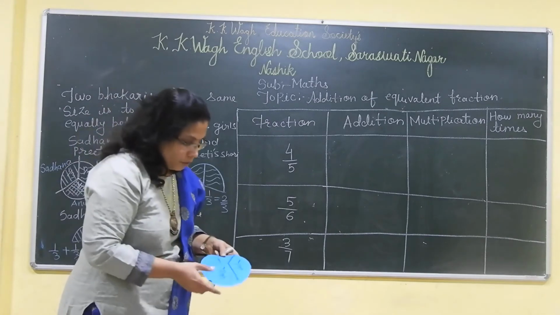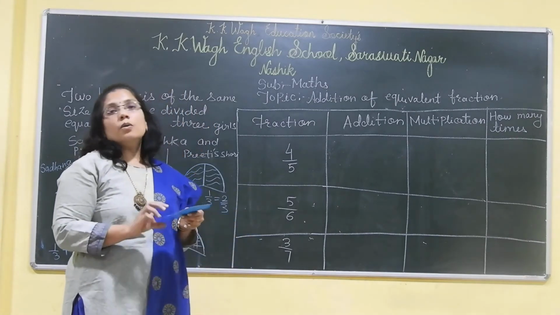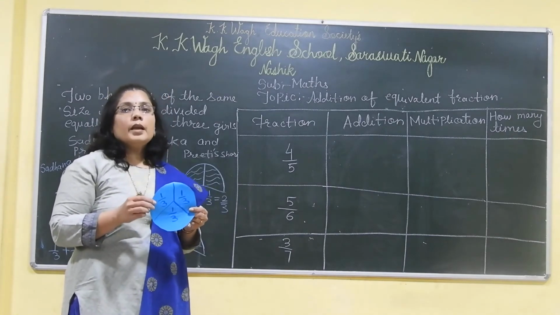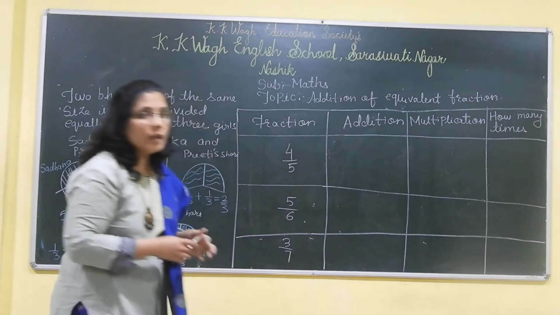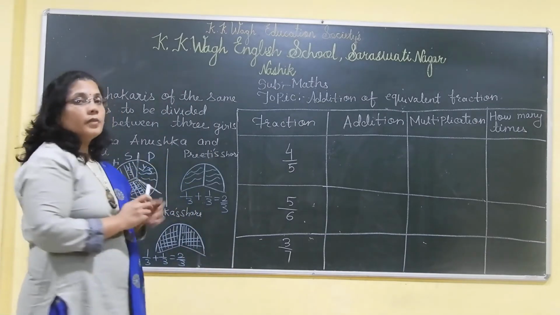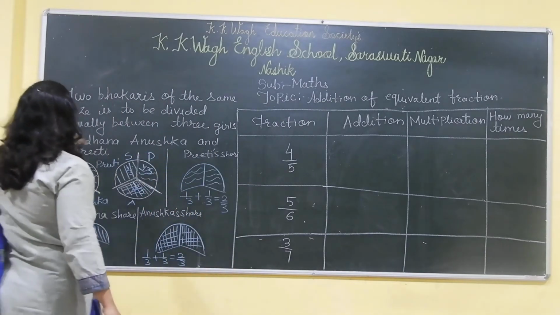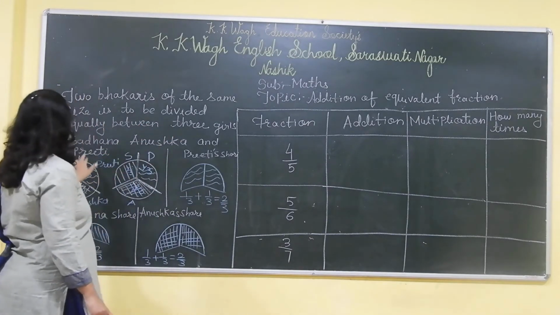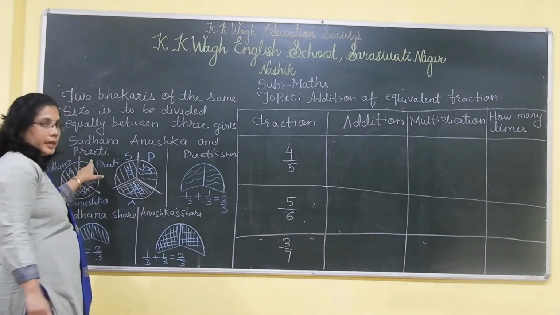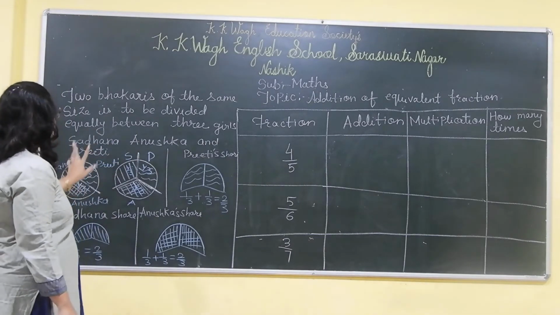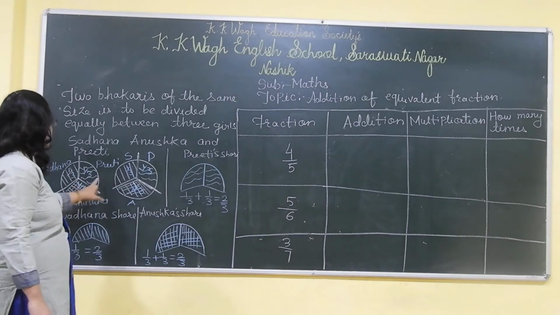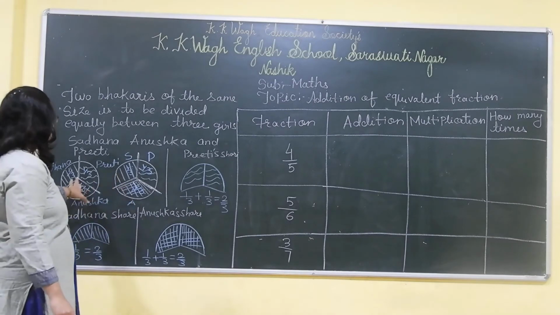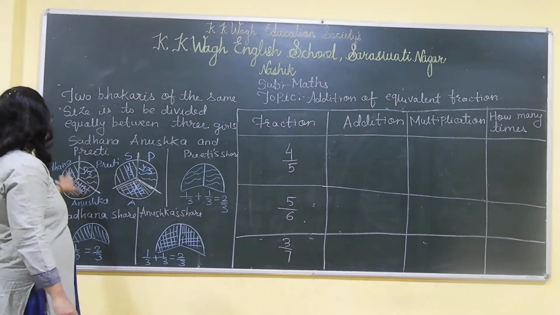Okay? So we will see how we can add 2 equivalent fractions. First of all, we will see the meaning of the fraction. Suppose there are 2 bhakris of the same size. They are to be divided equally between 3 girls, Sadhana, Anushka and Preeti. There are 3 girls and there are 2 bhakris. You can see here there are 2 bhakris, this and this. And we have to divide these 2 bhakris between the 3 girls.